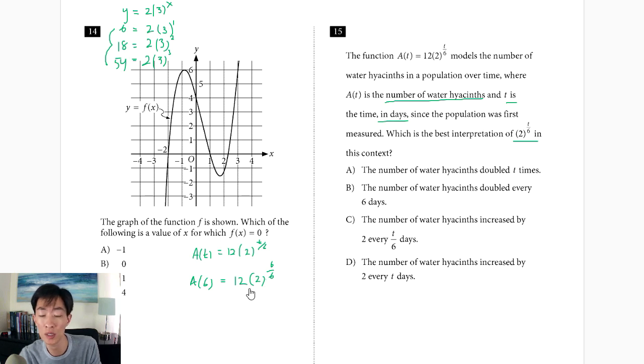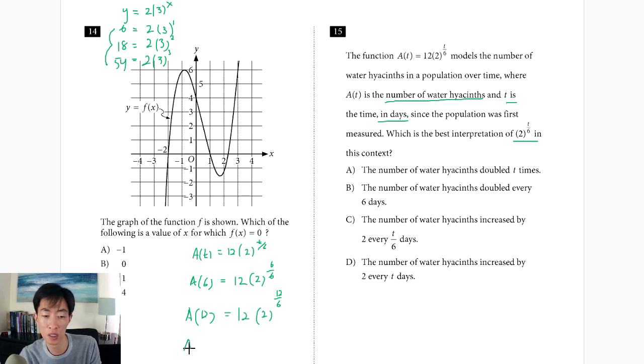And so what that means is that the population is going to double every 6 days. How do I know that? Because when I plug in A of 12, which is 6 days after 6, we get 12 times 2 to the 12 over 6, and this exponent is 2, and so that means we're doubling it again.